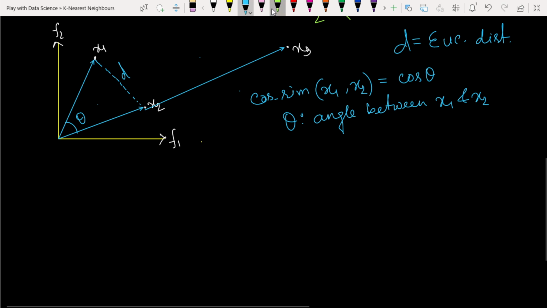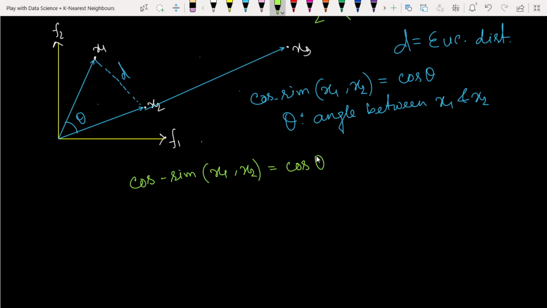Now see this thing. First let's calculate the cosine similarity. The cosine similarity of x1 and x2 is cos theta. Simple. The angle between them is theta, so cos theta. Now the cosine similarity of x1 and x3 is what?